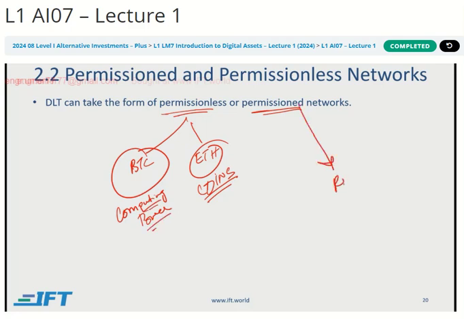You have Ripple, which is a permissioned network, also called XRP. That's their coin. Ripple is the name of the company. And they are using this distributed ledger technology, but it's more controlled by the banks, for the banks, sort of a situation where you have permissioned joining. You need permission to join, and mostly these big banks are actually joining that.